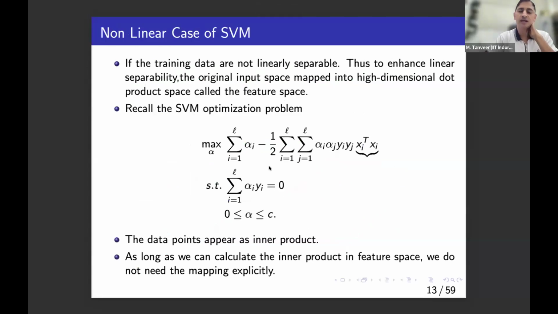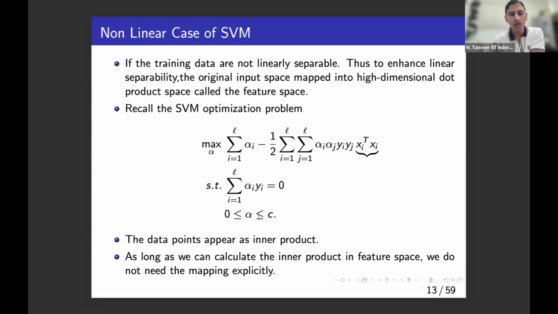First, we have seen that if the training data are not linearly separable, then to enhance the linear separability, the original input space is mapped into high dimensional space. This is essentially called feature space in the literature. If we look at the linear SVM problem, we have seen that the data points in the dual formulation appear in the form of a dot product, that is xi transpose xj. This is just a number, right?